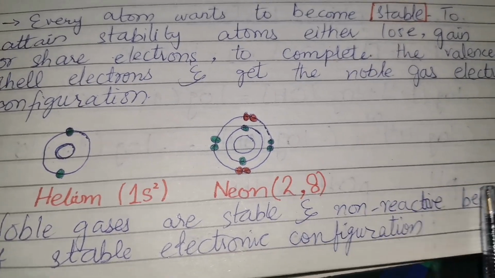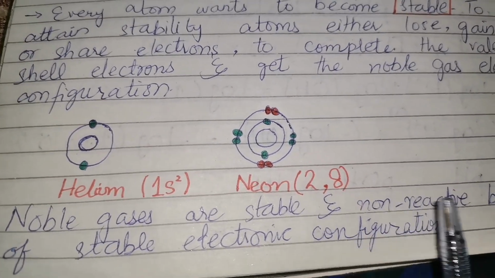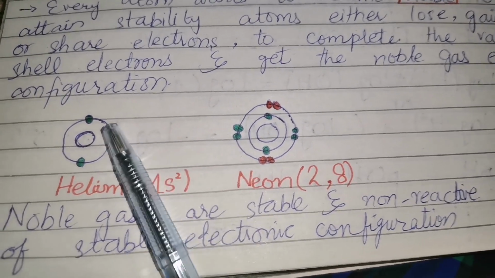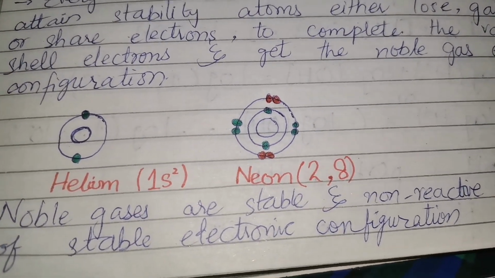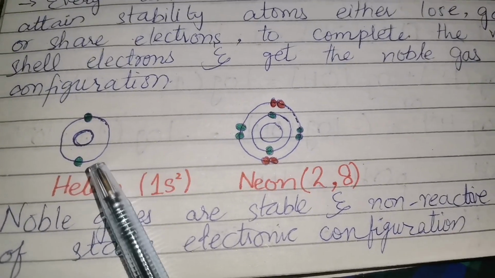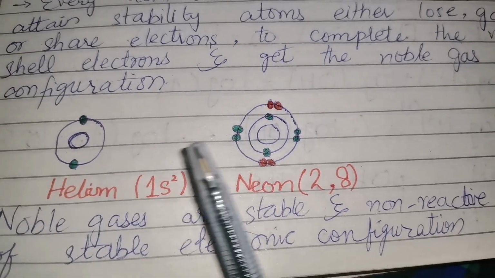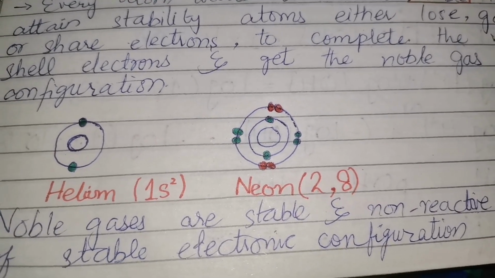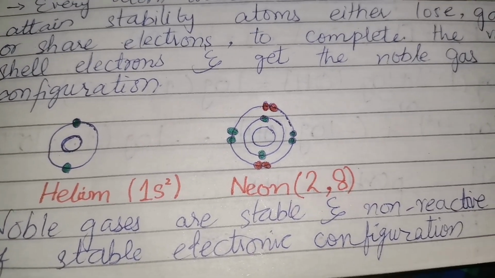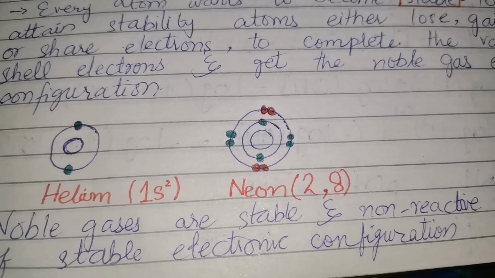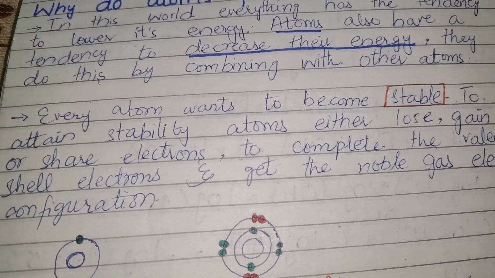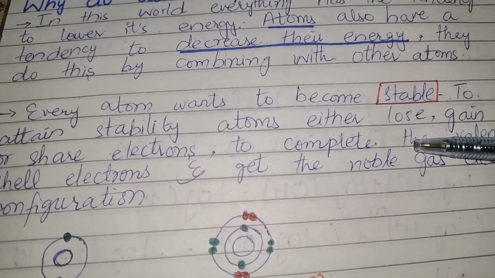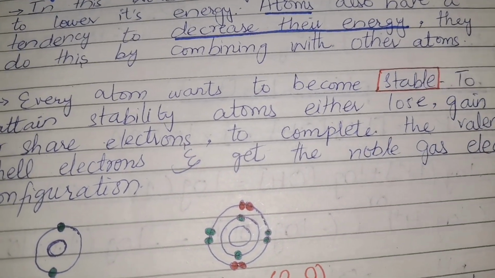Noble gases are stable and non-reactive because of a stable electronic configuration. Why are they stable? Because their valence shell is complete. And why are they non-reactive? Because they do not need to lose or gain electrons. Their valence shells are already complete. They do not need to lose or gain electrons, hence they are non-reactive and stable. Now let us see how other atoms lose, gain or share electrons in order to attain stability.